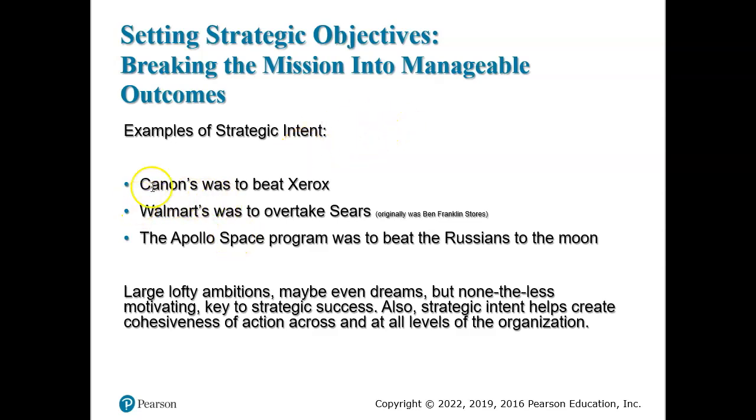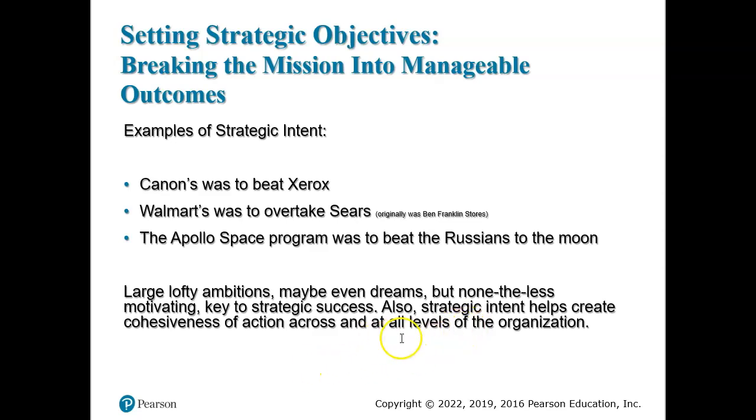So here are some examples that the authors use. Canon, and think of it back in the little copier days, their goal was to beat Xerox. It was simply stated. Walmart's was to overtake Sears, who was the largest retailer in the United States, and they did do that. The Apollo space program back in the 60s was to beat the Russians to the moon. So these were statements of strategic intent. So they can be very lofty ambitions, maybe even dreams, but they're nonetheless motivating, and they're key to strategic success.